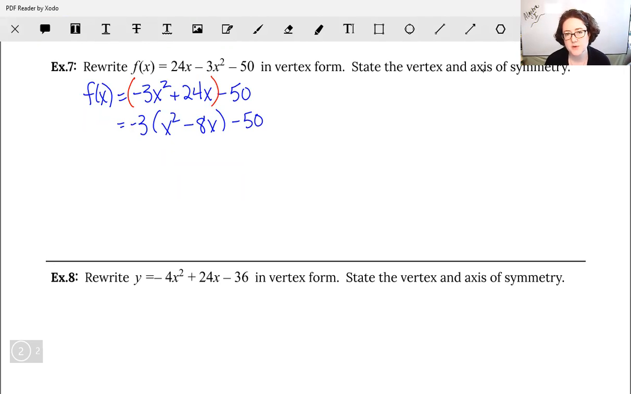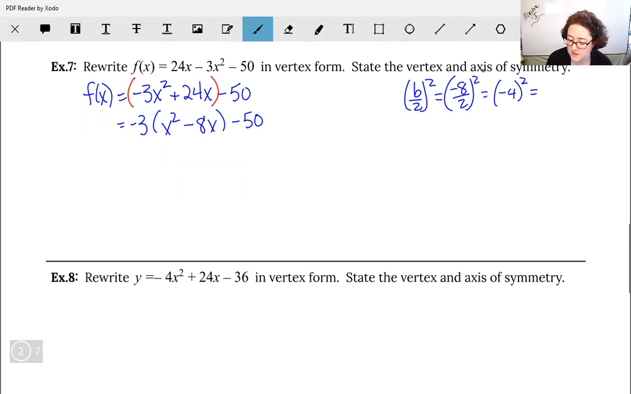Now we're ready to do b/2 squared. So b/2, our b value is now -8, which simplifies out to a -4. And -4 squared is 16. And so that's that 16 that we're going to add and subtract to balance things out. So we have a -3, x squared minus 8x.